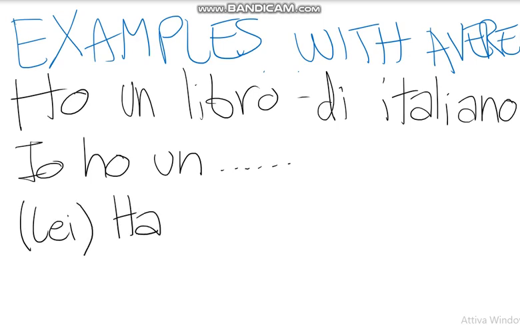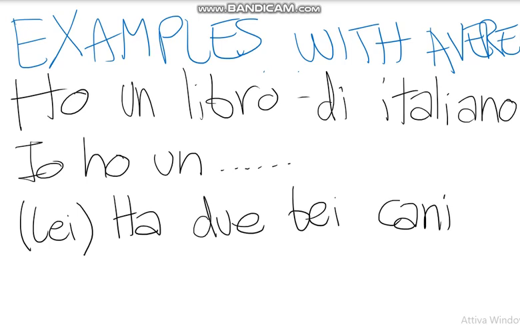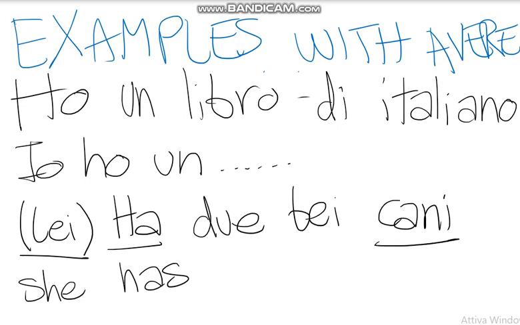Another example could be lei ha, or simply ha, due bei cani. Lei ha due bei cani. Ha due bei cani, which means she has two beautiful dogs. So ha is a verb form of avere, the subject here can be dropped, but lei means she. Cani means dogs.